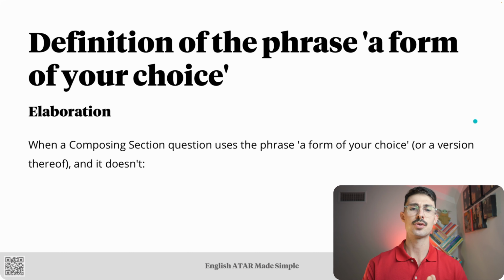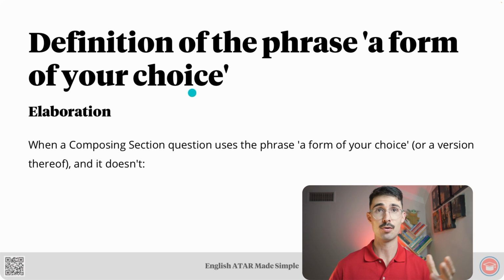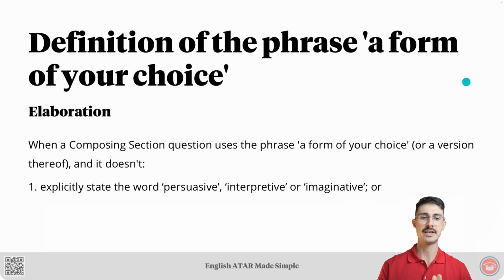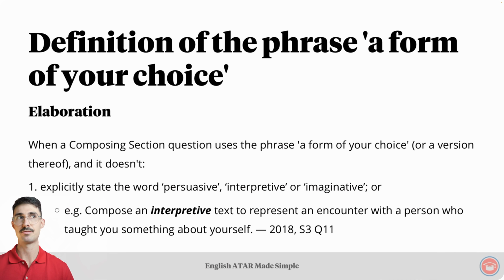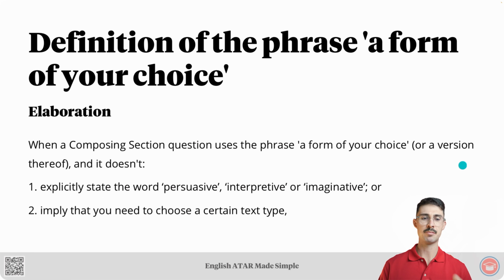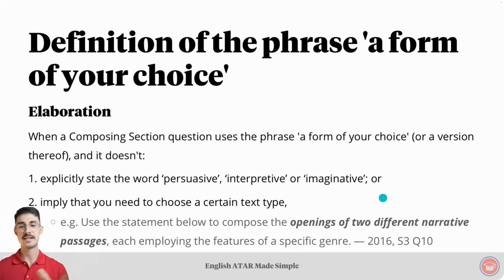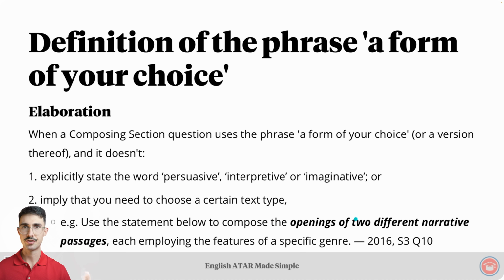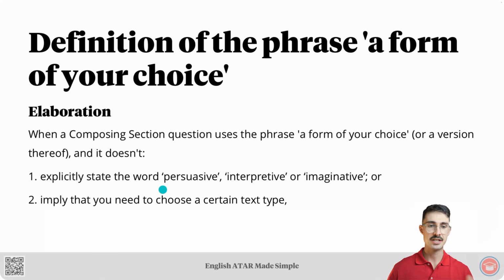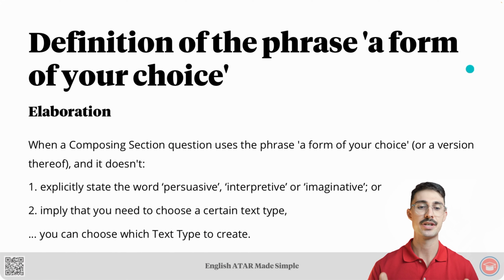When a composing section question uses the phrase "a form of your choice" or a version thereof, and it doesn't explicitly state the word persuasive, interpretive, or imaginative, or doesn't imply that you need to choose a certain text type, then you can choose. Here's an example of a question implying you should choose a certain text type: "2 different narrative passages." A narrative is a type of imaginative text. Therefore, this question is implying we should write an imaginative text. So, when a question doesn't explicitly state one of these 3 text types or doesn't imply that we need to choose a certain text type, then that means you can choose which text type to create.